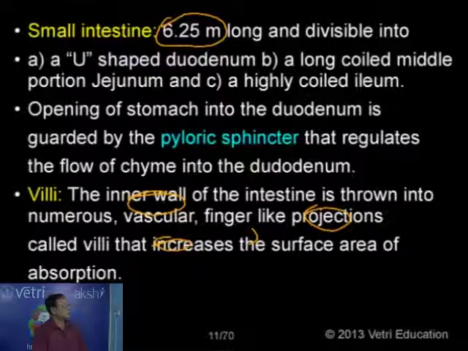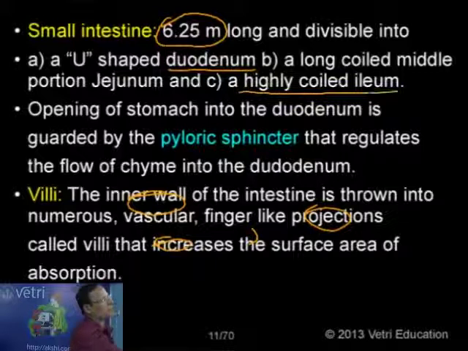You have the duodenum, which is about 25 centimeters long, and the highly coiled ileum, which is much longer, roughly about 5.5 meters long, and then the long coiled portion, the jejunum, roughly about half a meter long.